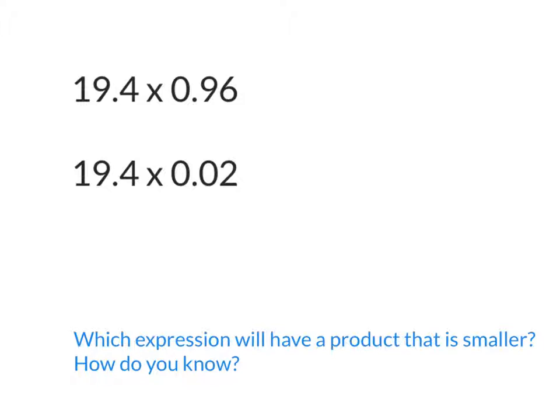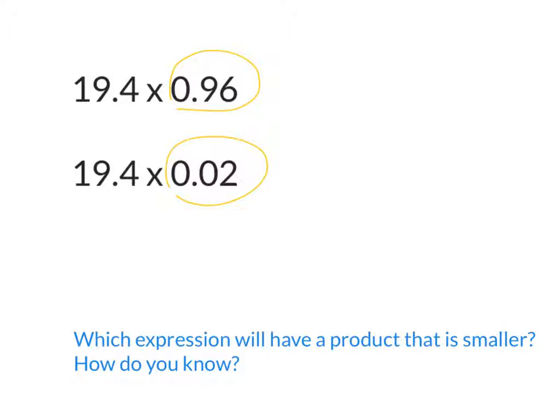Okay? Here we have 19.4 times 0.96, and then also 19.4 times 0.02. Which ones are the scaling factors? Go ahead and circle them. Do you agree that 0.96 is a scaling factor and 0.02 is a scaling factor? Yes. Which one will have a smaller product, and how do you know? Go ahead and talk to your partners.